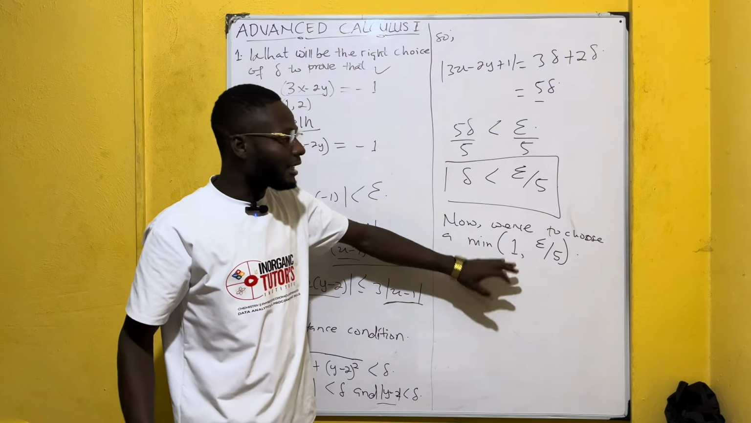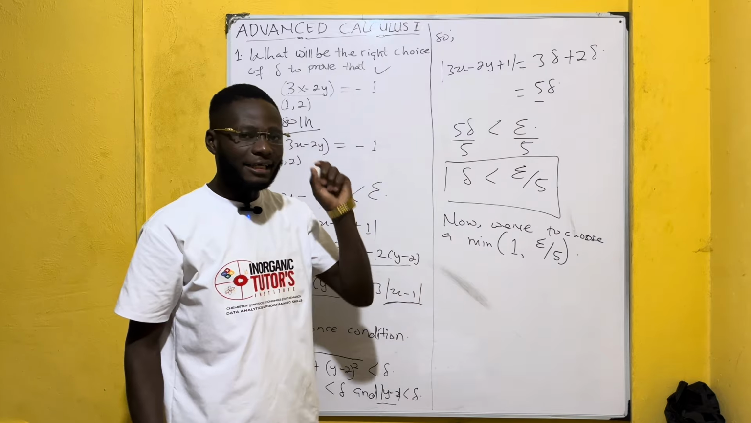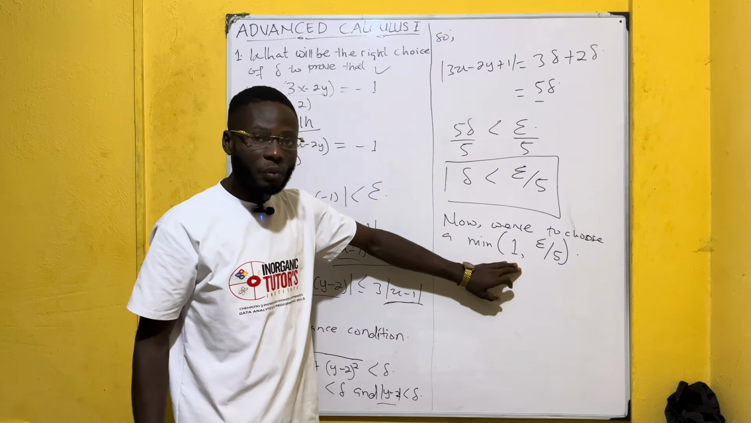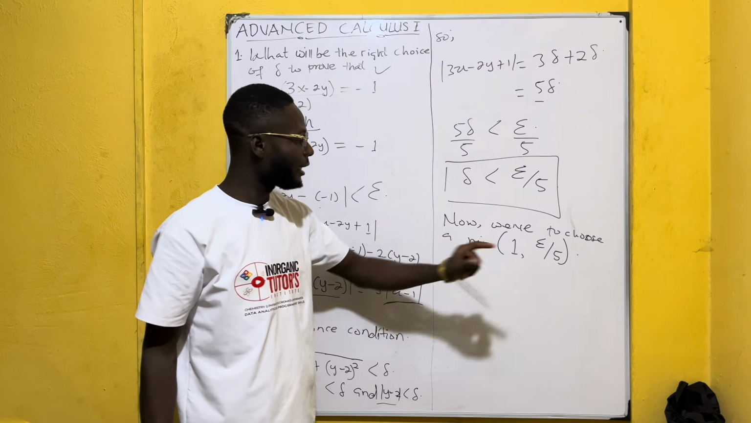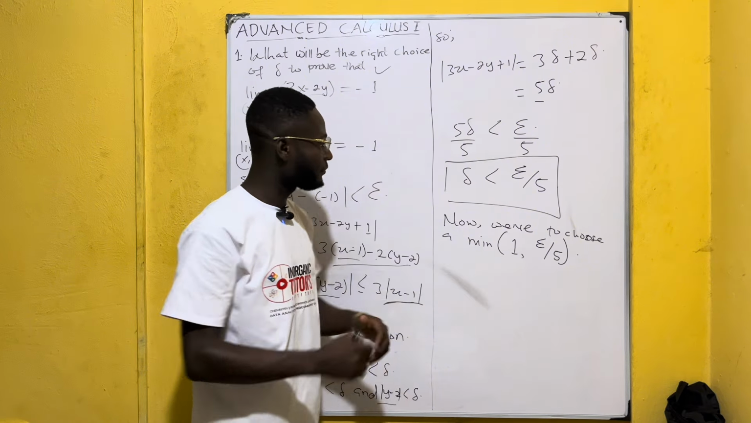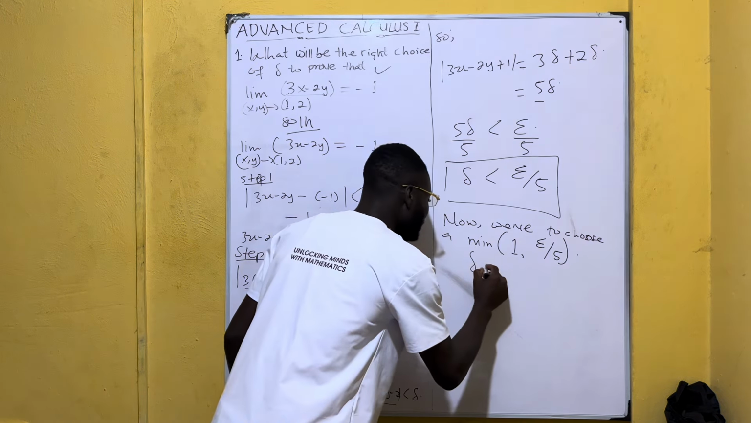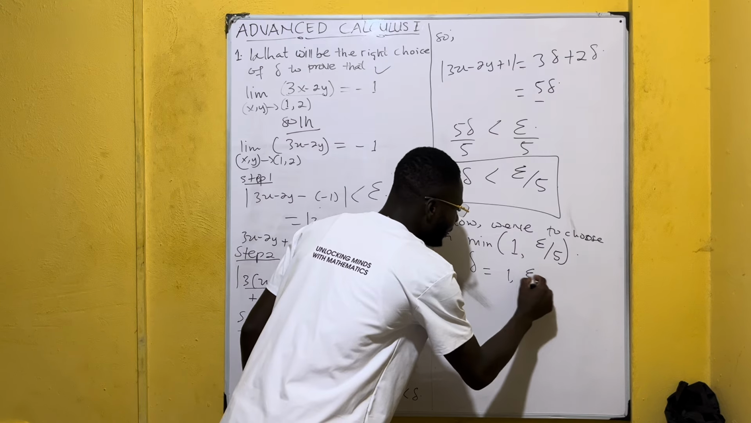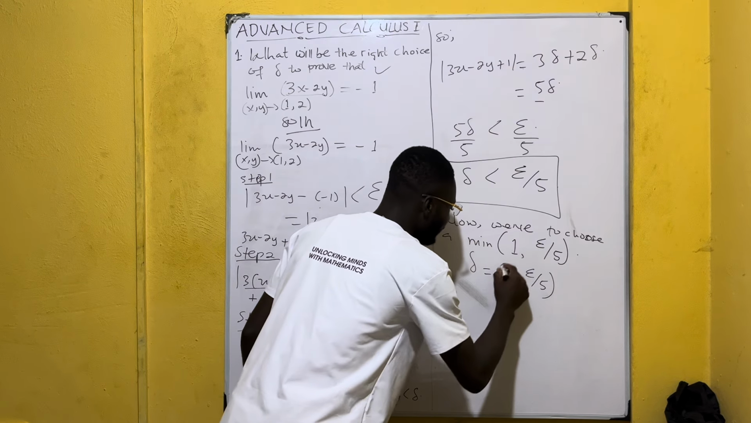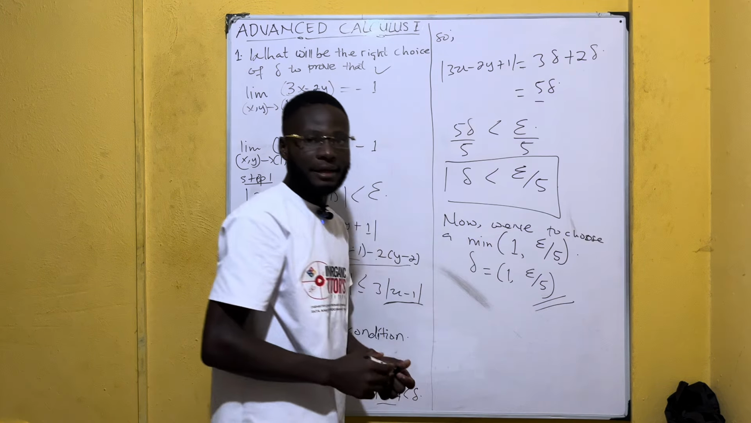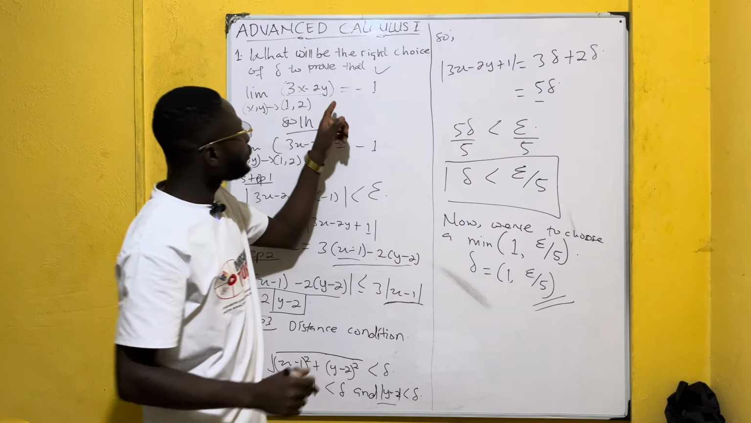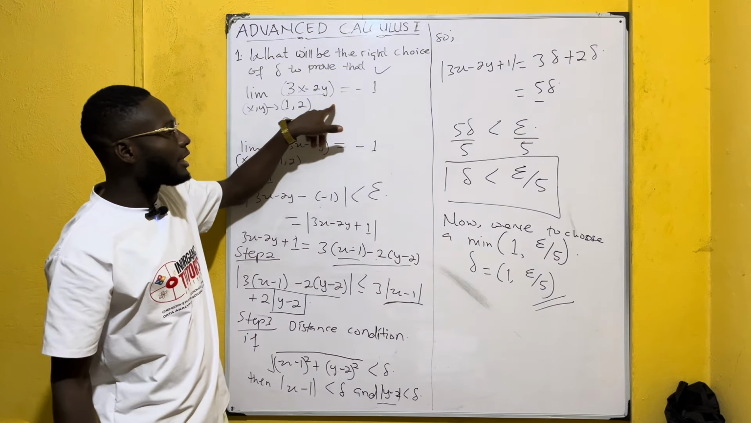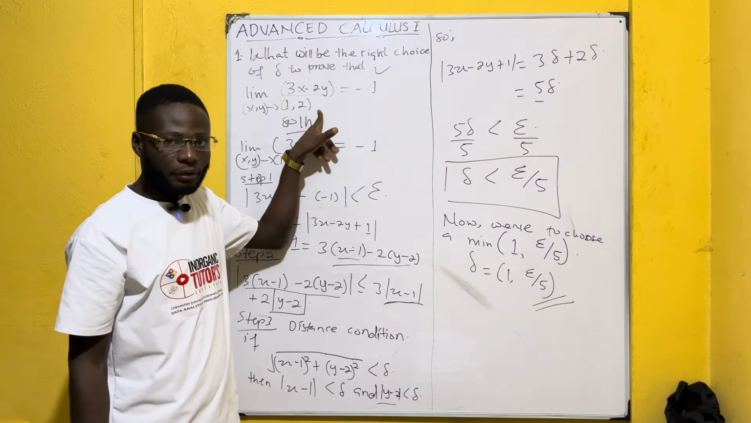So we can say that delta is equal to a minimum of 1 and then epsilon over 5. So we have delta equal to a minimum of 1 and epsilon over 5. So that is basically the right choice for delta in this particular limit problem.